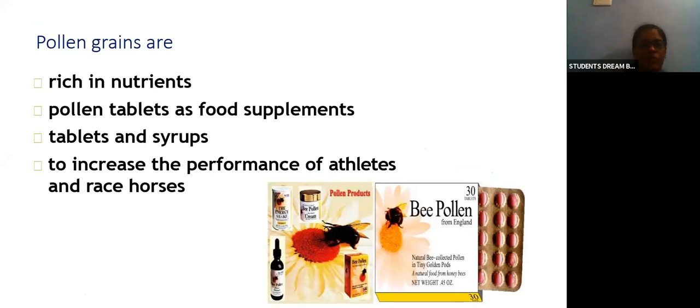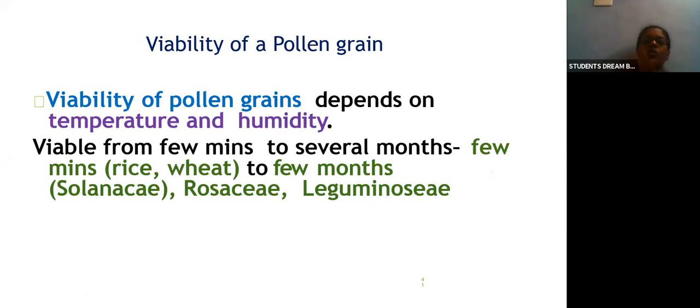So what are the benefits of pollen grains? Pollen grains are rich in nutrients. Pollen tablets are used as food supplements, and we also use them as tablets and syrups. It is also given for increasing the performance of athletes, race horses, etc. Now, what is the viability of pollen grain? Viability means how long it can live.